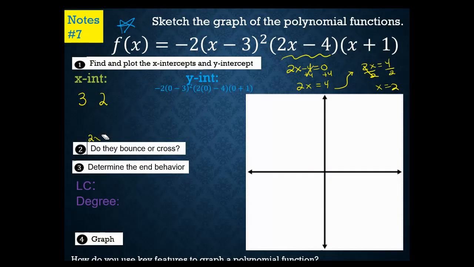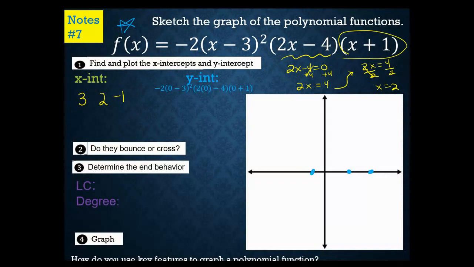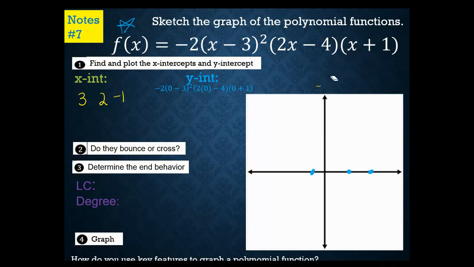And then the last one in the parenthesis over here, that one we need is -1. So let's go ahead and put those on our graph. So we have 1 at 3, 1 at 2, 1 at -1. And remember, if there's just a number right here, not an x, we're not really using that as an intercept at all, right?